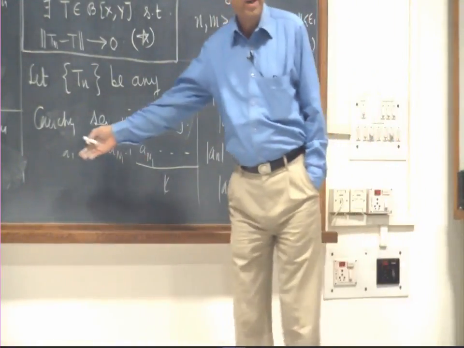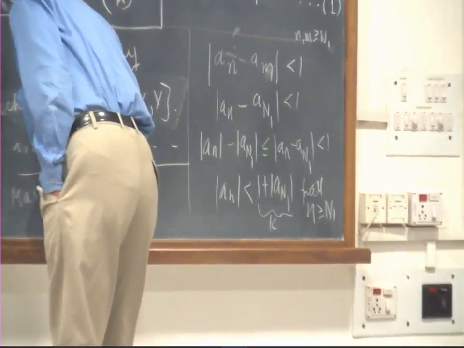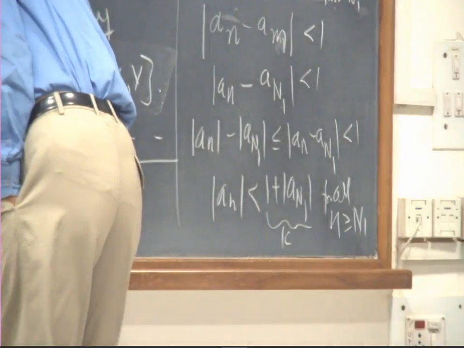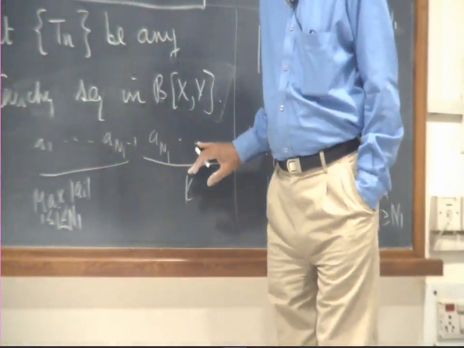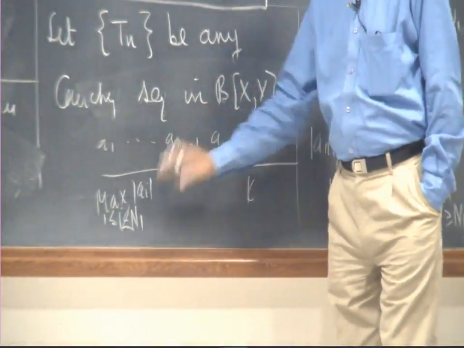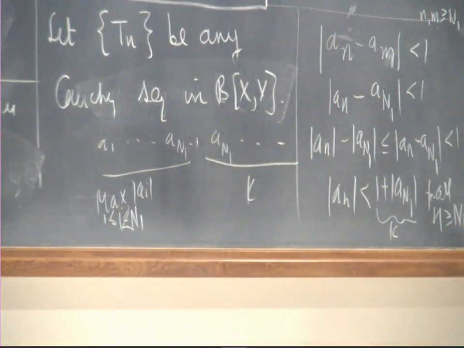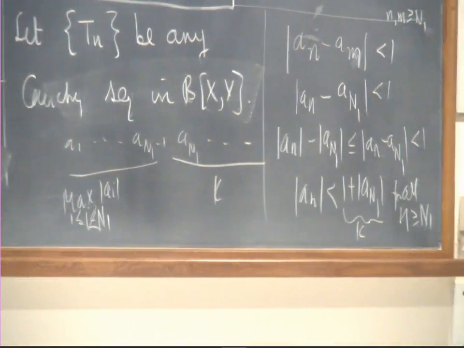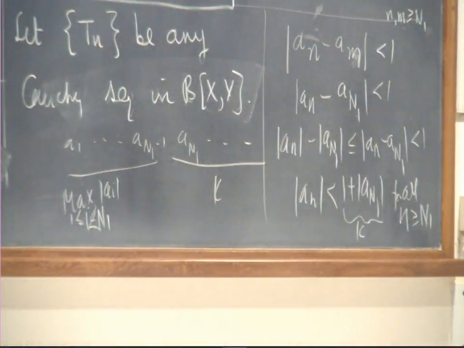but these are only a finite number. So there is one constant, that is the maximum of the mod ai's for 1 less than or equal to i less than n1. These are below some number, and those are below some number, so both of them will be below the maximum of these two, and therefore the sequence is bounded. So this is a very simple common sense argument. A sequence of real numbers, if it is Cauchy, is bounded.